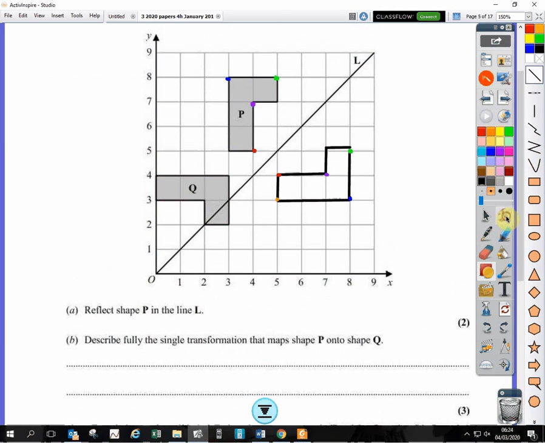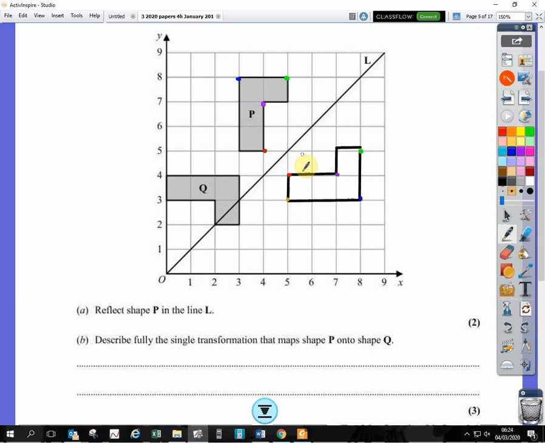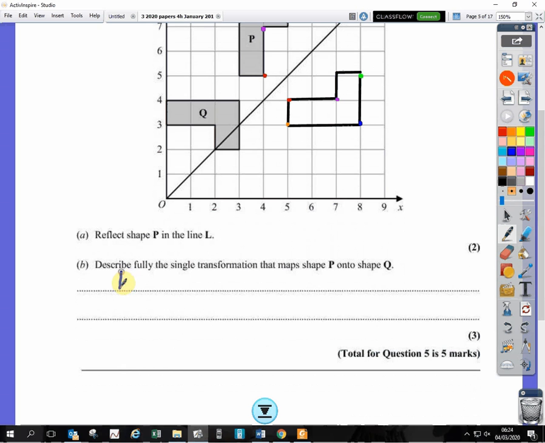Next one, describe fully the single transformation that maps shape P onto shape Q. So there's 3 marks for you to make 3 points. 1 mark is for saying it's a rotation. The second mark is for saying how many degrees in which direction. So it's 90 degrees clockwise. And then the third mark is for stating the center point.